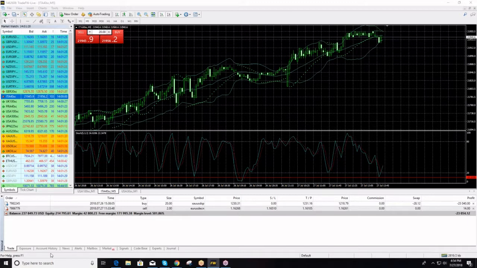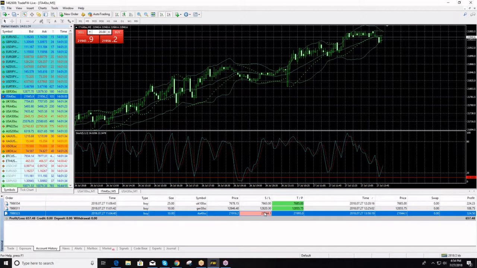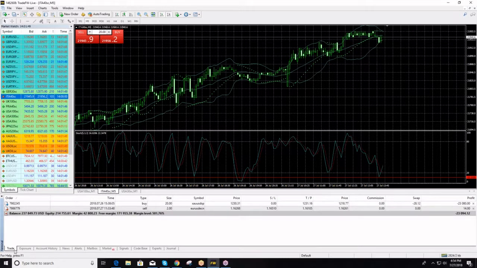Guys, as you know, we adjusted our stop loss on Italy 40 to a positive stop loss, and it just got triggered, and we made a profit of $324. Let's see how it will move on to close a position.